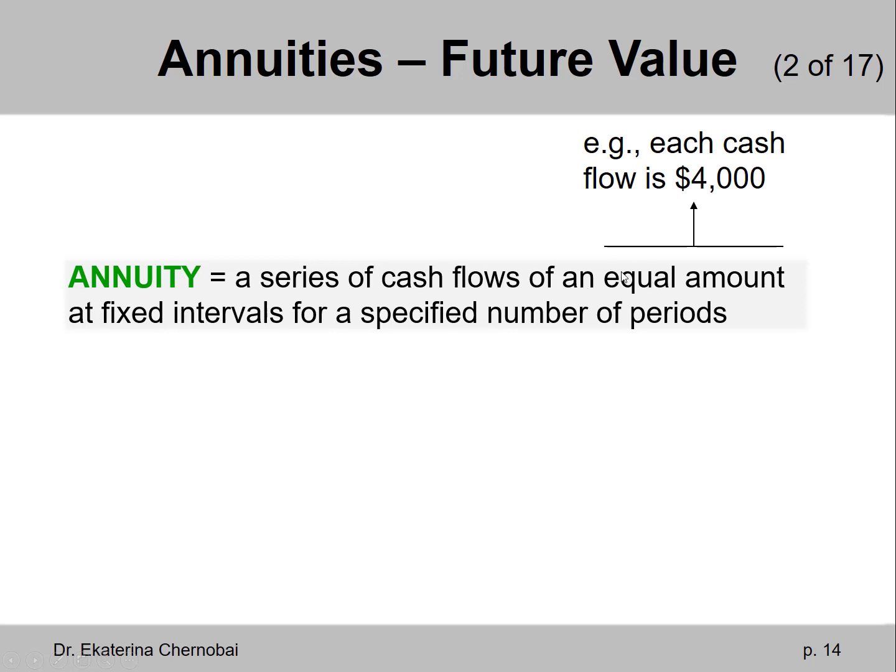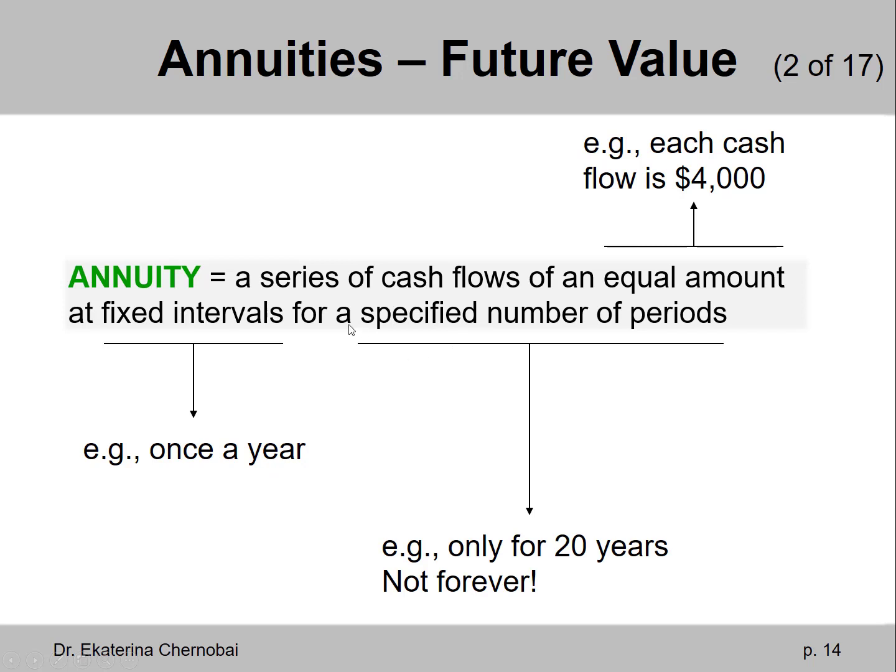First, cash flows of equal amount. They must all be equal. For example, $4,000 over and over and over again. Second, at fixed intervals. It means they're all spaced out equally. Let's say once a year. So there's nothing somewhere in the middle after 6 months. We're not skipping any here.